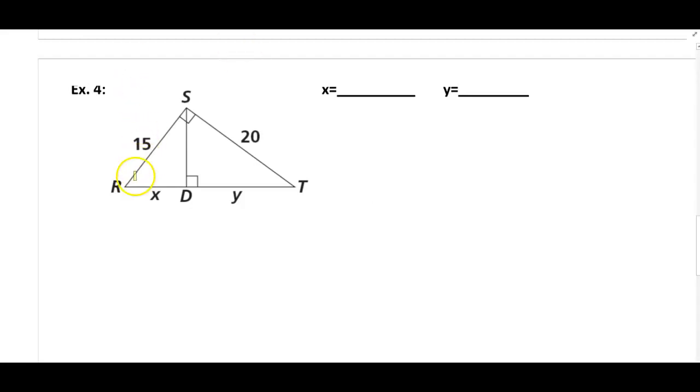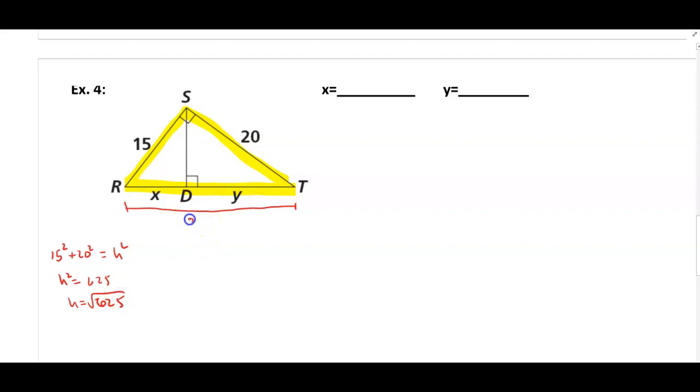Well, if I look at this original right triangle, can I use the Pythagorean theorem to find the length of this entire hypotenuse? Well, 15 squared plus 20 squared equals the hypotenuse squared. I'm going to use the Pythagorean theorem. And when I solve this, 15 squared plus 20 squared gives you 625. So h is equal to the square root of 625, which ends up being 25.